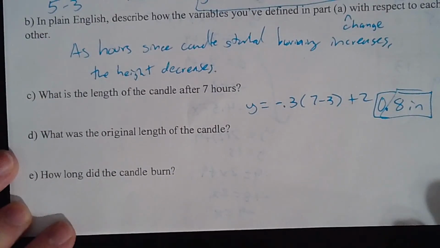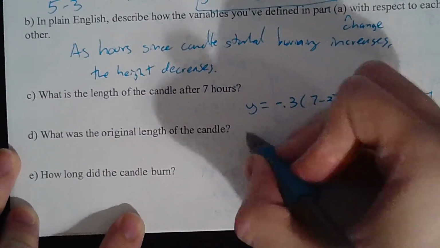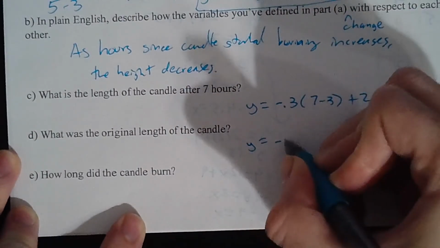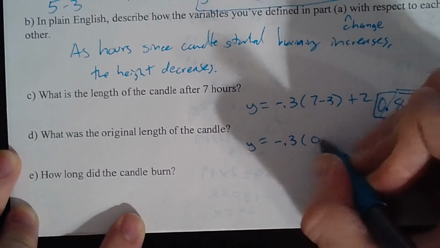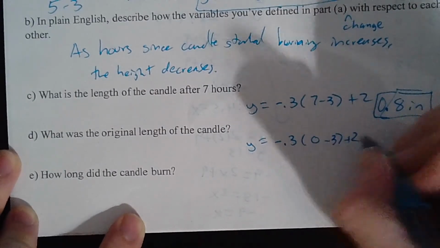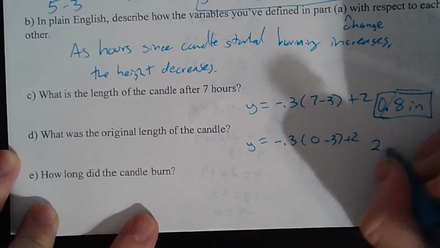Original length of the candle. That's what happens when x is 0. Got to plug and chug. And if you plug it in correctly, you'll get 2.9 inches.